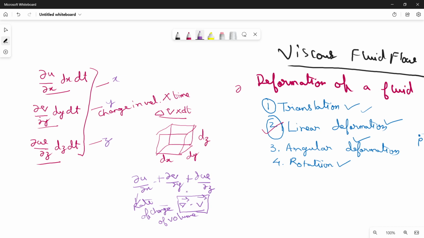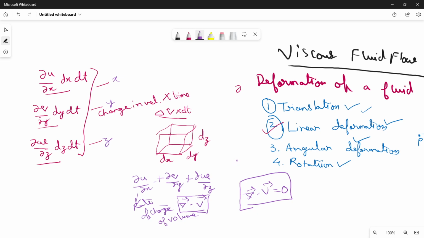Now, for an incompressible fluid, the continuity equation reduces to the divergence of velocity equal to 0. The word incompressible means that you have something which cannot be compressed. Since it cannot be compressed, it simply means that there is no volumetric strain.